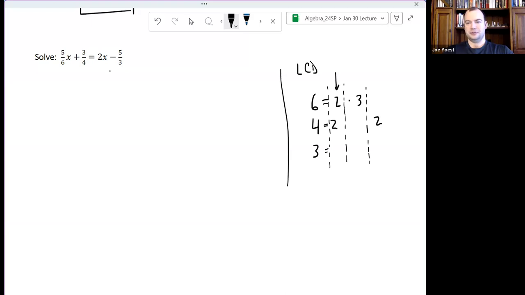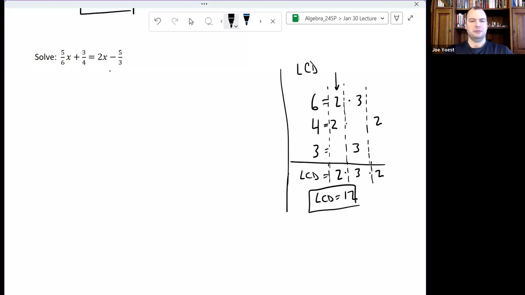2 times 2 is 4. 2 times 3 is 6. 3 is just 3, and I'll put that in the first factor of 3 column. And then I'll just come down these columns. This first column is the first factor of 2 column. I'm just going to write that 2 there from that column. I'll write the 3 here from this column and the 2 here from this column. So my LCD is going to be 2 times 3 times 2, or 4 times 3, or 12.